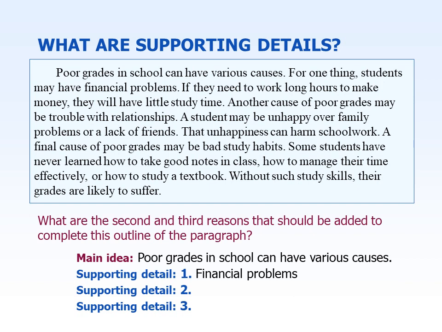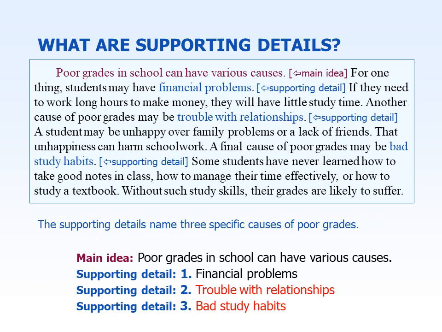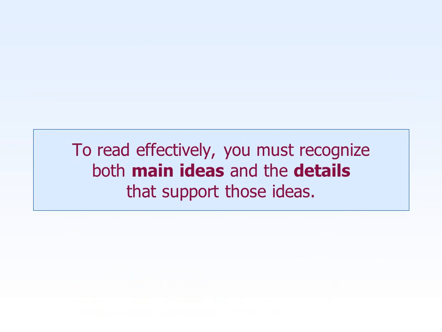If we look back to the first sentence, poor grades in school can have various causes. That is the main idea. Remember, the list words, various causes, are your clue that that is the main idea. So now we're going to find the supporting details. They give us the first one, financial problems. If we look at for one thing, that's a clue word, an addition word. Now, can you find the other supporting details? It would be trouble with relationships, and you see the clue word another cause, and then the final clue word is a final cause, and then the final supporting detail is bad study habits.